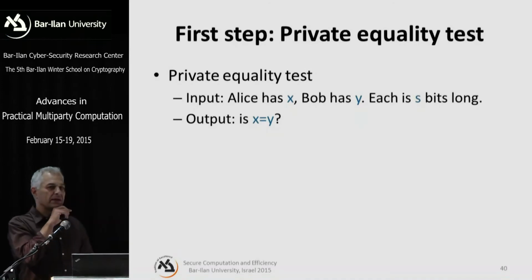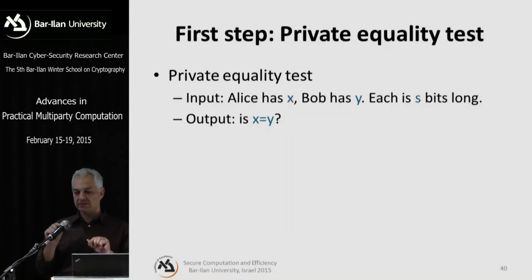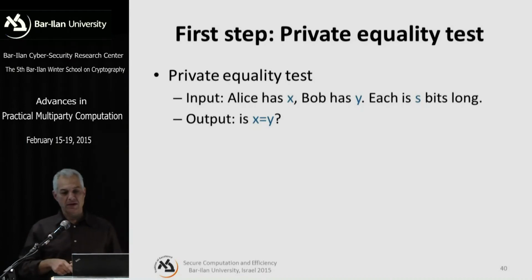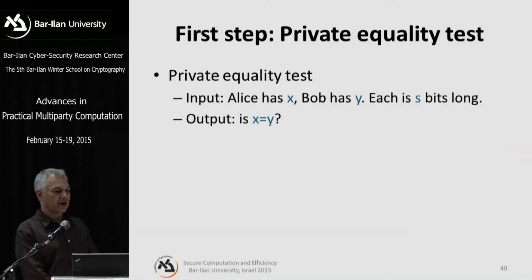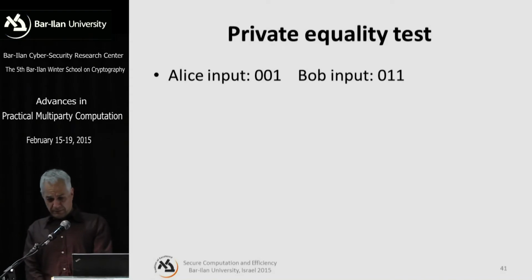So the simplest case of set intersection is where they just want to compare one item. So Alice has one item and Bob has one item. This is the simplest case because it's just one item, okay? So suppose the inputs are s bits long and the protocol should output whether the two inputs are the same or not. So here's a simple protocol based on OT.